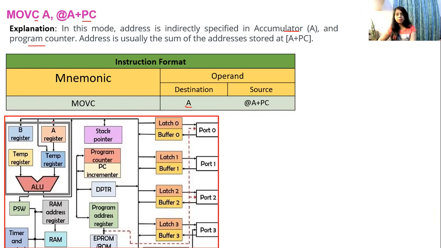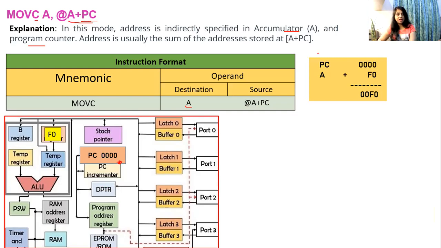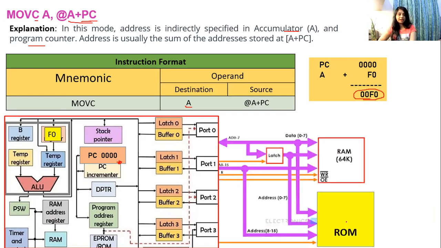Again, assume that register A holds F0 now. It can hold anything, but now it is F0. Now the PC, program counter. This is the program counter. Suppose the program counter holds 0000. So this instruction will add the contents of the program counter and A: 0000 plus F0, and now we have got 00F0. This is the address of a memory location. Which memory location? The one connected externally to the 8051 microcontroller.